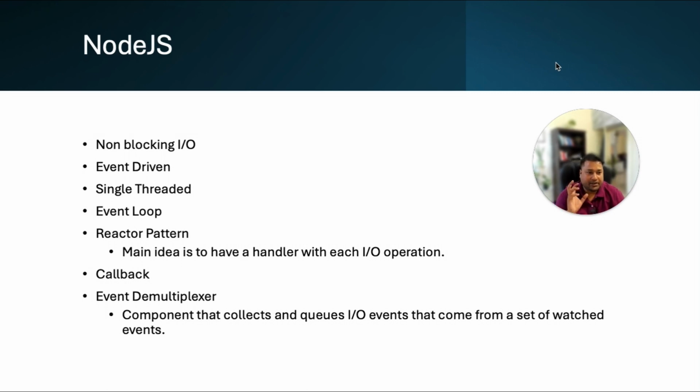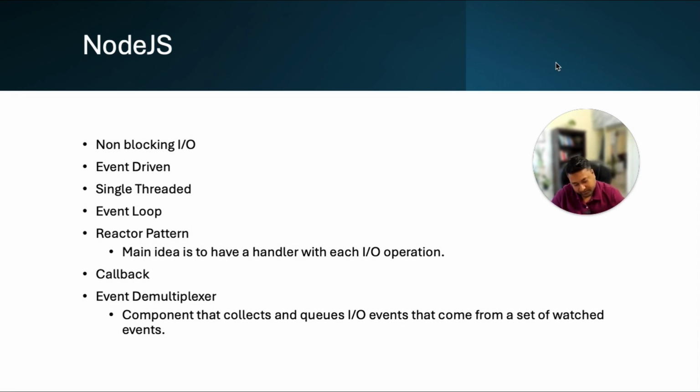Then we have the event loop, right? You can just hold this concept for some time, maybe for the lab, because this is a very interesting topic. I'll probably discuss the event loop at the end of this lecture. Then you have the reactor pattern, then the concept of callback, and then the event demultiplexer. Now these are kind of technology-specific terms. So let's go back and understand what a callback is.